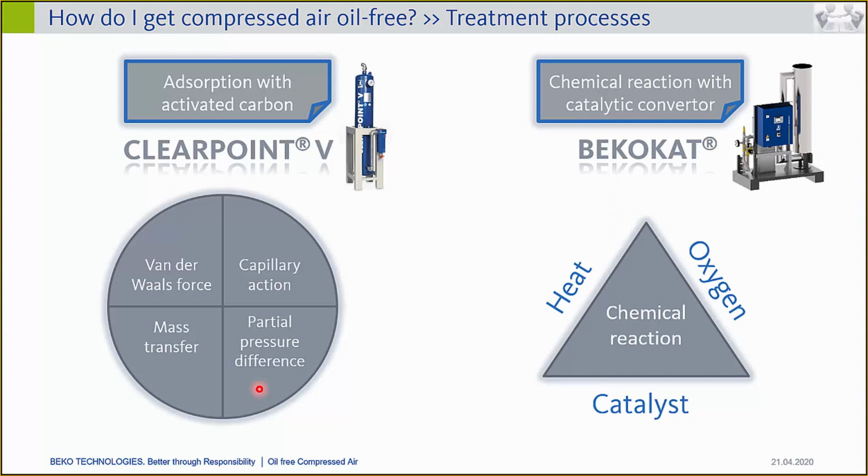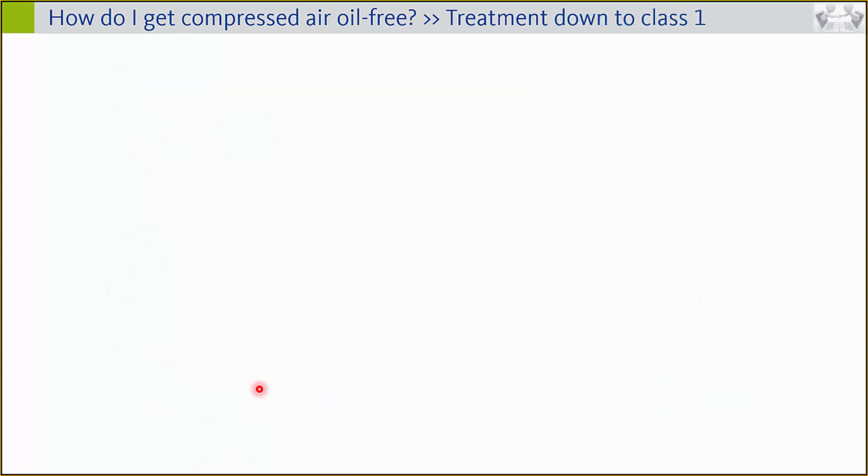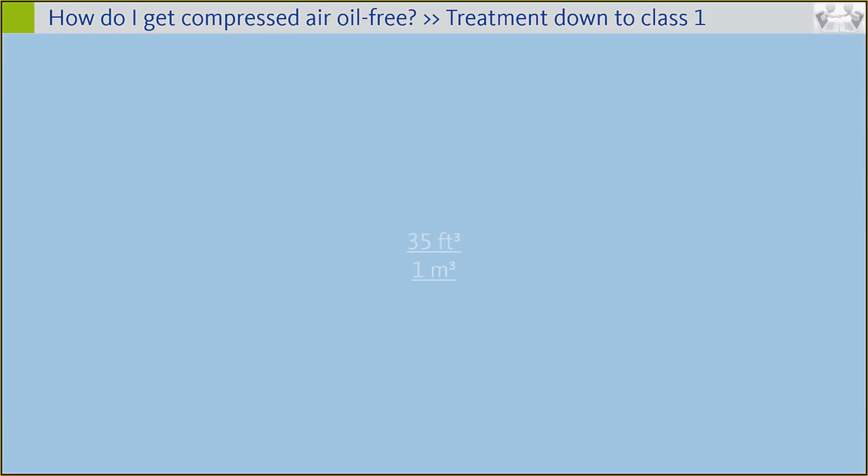So let's have a short look at an example. What does the huge gap between the residual water vapor and residual oil vapor mean? For that, I've prepared one slide to let you imagine that this space is the area of 35 cubic feet or 1 cubic meter. You will see now some smaller square fields. These square fields, which will appear in a few seconds, stand for the space that corresponds to the residual water vapor content after different types of dryer.